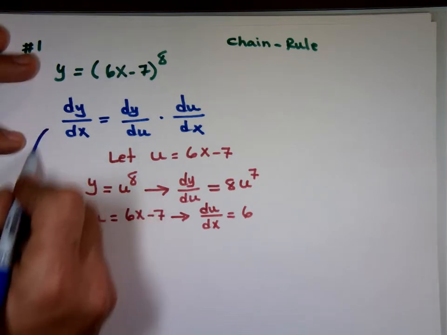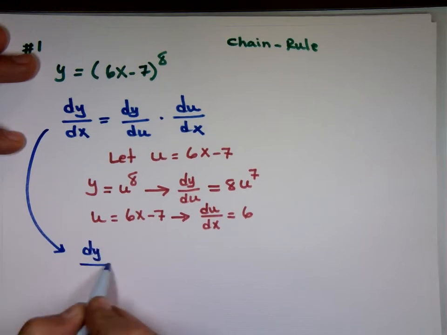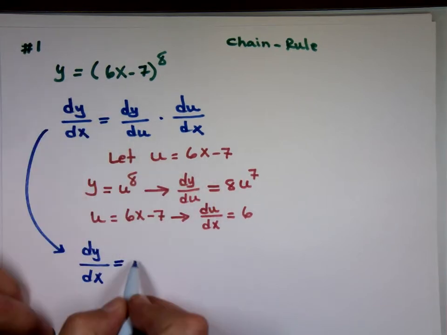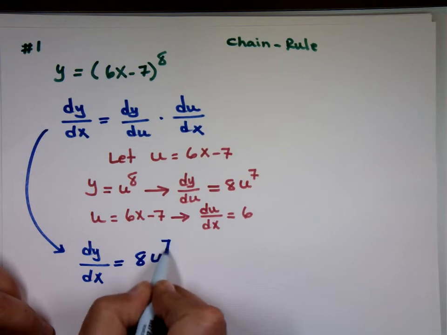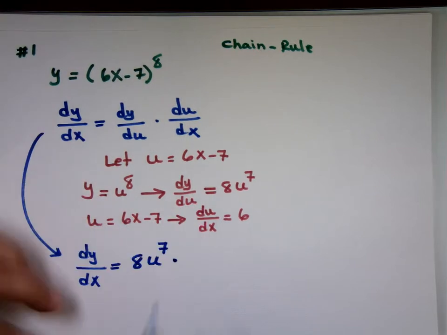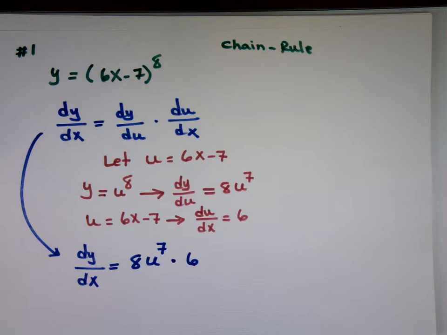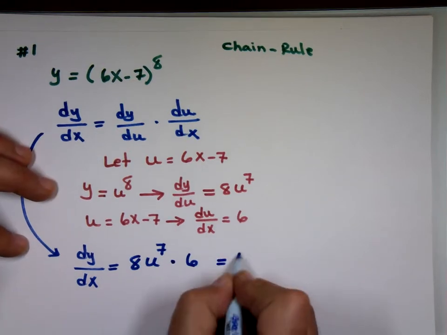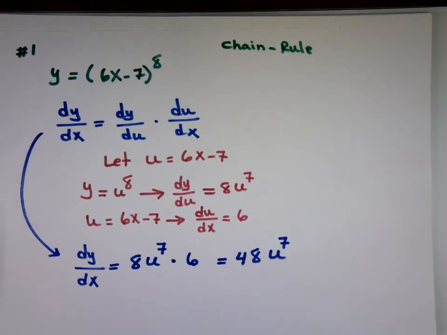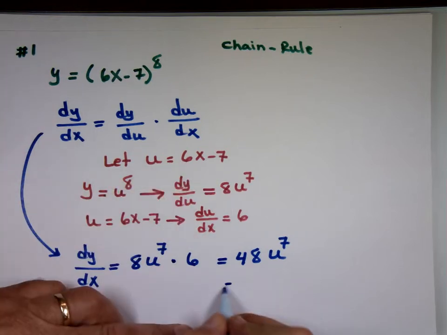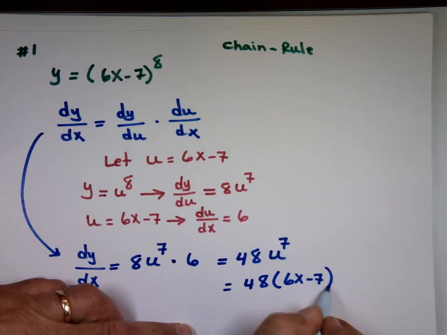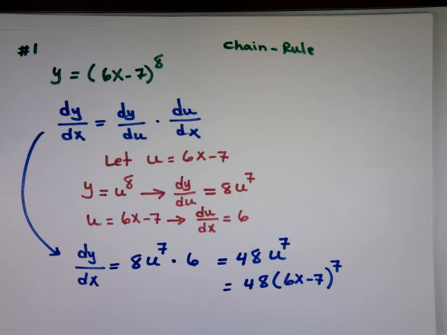Now bring this one down. It says you want dy/dx. It's dy/du. What's dy/du? 8u to the 7th times du/dx. What's du/dx? 6. 8 times 6, which is what? 48u to the 7th. And what's the last step now? Replace u by 6x − 7. And that's our final answer.